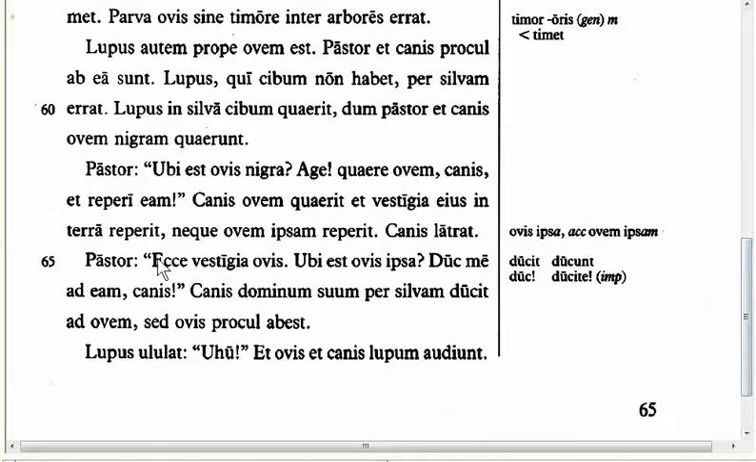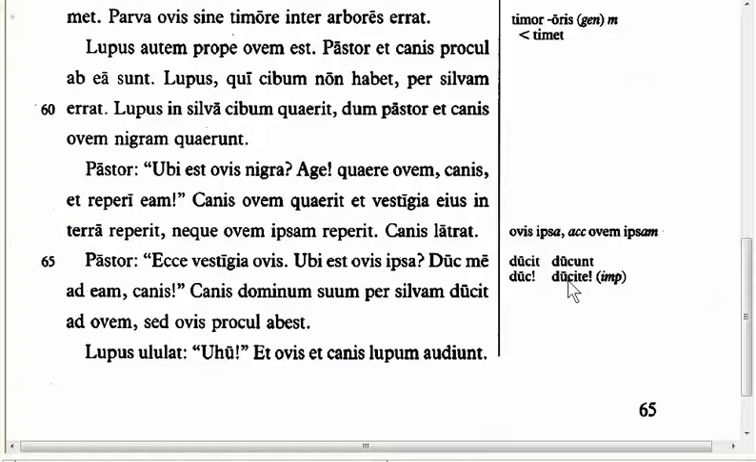And we have pastor says, ecce vestigia ovis. Ubi est ovis ipsa? Duc me ad eam, canis. So we have this form here, duc, coming from ducere. So ducit, he leads, and ducunt, they lead. The imperative mood of this verb is duc. And then the plural ducite.